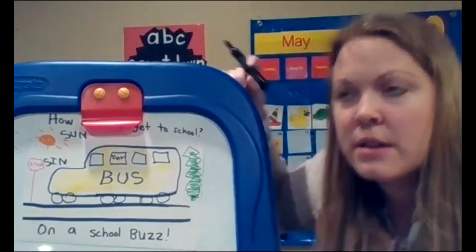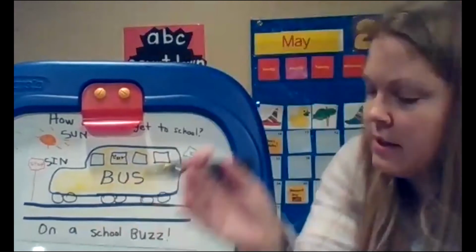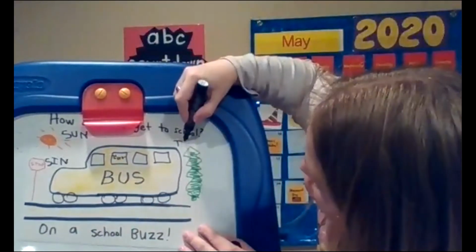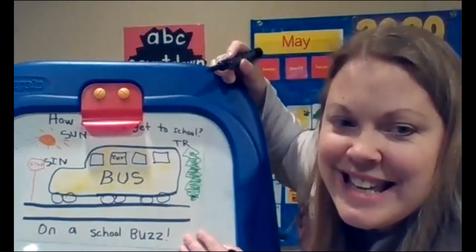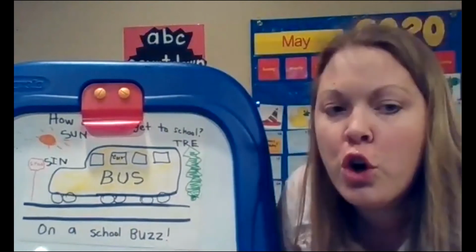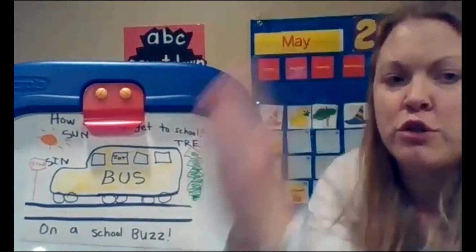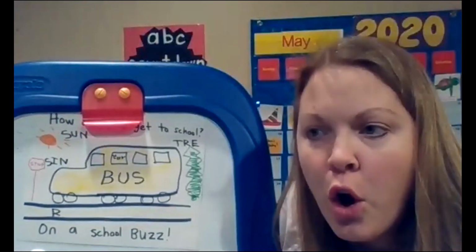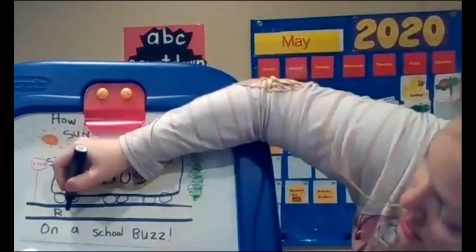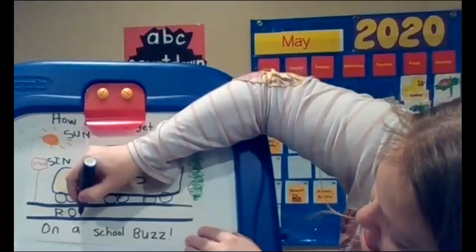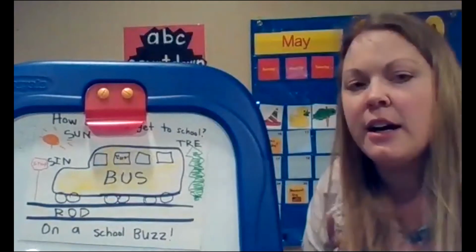Tree. Oh, I hear... Tree. Do you hear an E? Road. Ooh, R. Oh, I hear O. Road. D. And you could add some more details, and you could add some more labeling to your picture too.